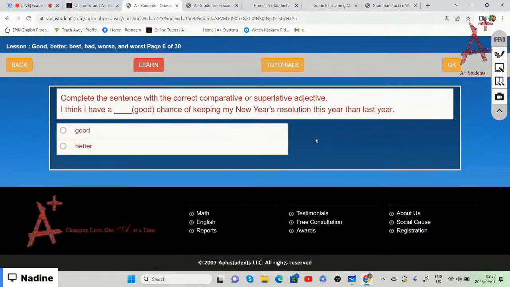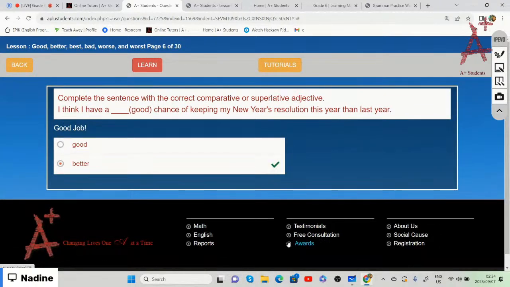I think I have a good chance of keeping my New Year's resolution this year than last year. So you still have a good chance or a better chance. So we're comparing the resolutions of this year and last year. So we're going to say, I think I have a better chance of keeping my New Year's resolution this year than last year. Yes, well done.